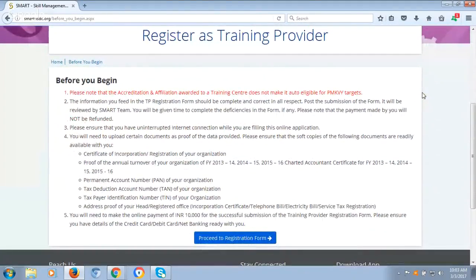Register as training provider. Please note that accreditation or affiliation awarded to a training center does not make it eligible for PMKVY targets. Before you begin, be sure that even if you do all that is required, you will not automatically become eligible for the targets by the Government of India. The information you feed in the training provider registration form should be complete and correct in all respects.